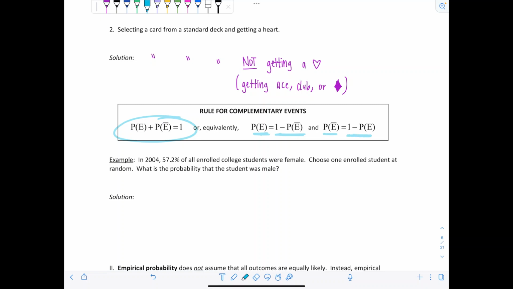So let's look at some examples. And you probably know this. You probably do this on an everyday basis without realizing that you're using a rule that has to deal with complementary events and their probabilities. It's kind of common sense for a lot of examples.